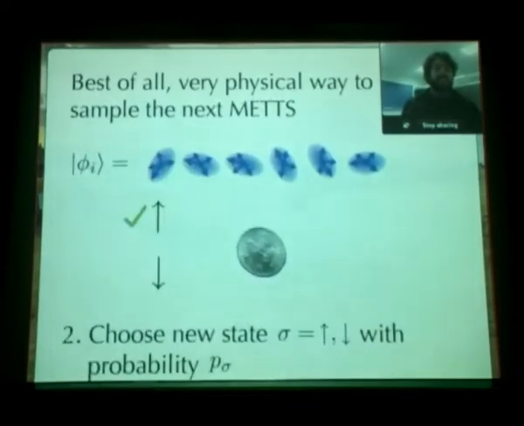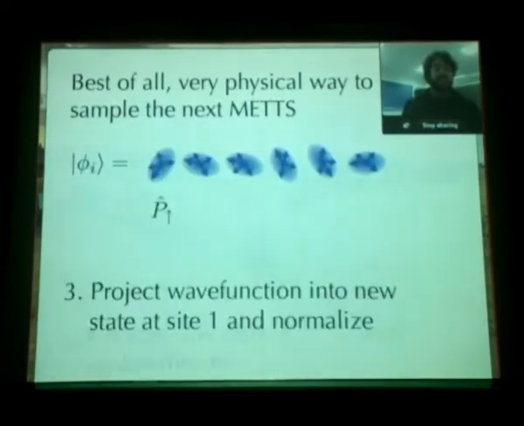So finally, this is the last step. Having decided on a state to project into, the last step, number 3, is that you take this projection operator, which is that same outer product operator, to site 1. Now we're forcing the system to be in the up state, so you apply this projection, and once you apply it, the system will factorize.